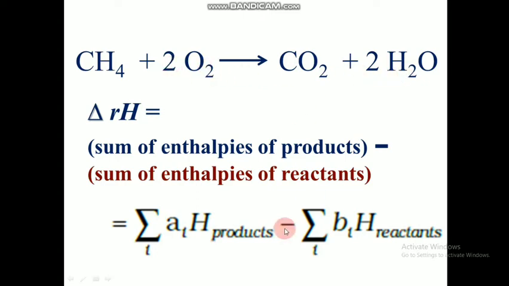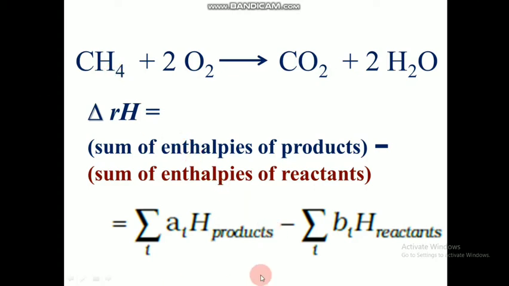For example, here on the product side, the coefficient for CO2 is 1, so there is no coefficient written. So the enthalpy of CO2 plus 2 times the enthalpy of H2O, minus the reactants: 2 times the enthalpy of oxygen plus the enthalpy of CH4. Like that we can write it.